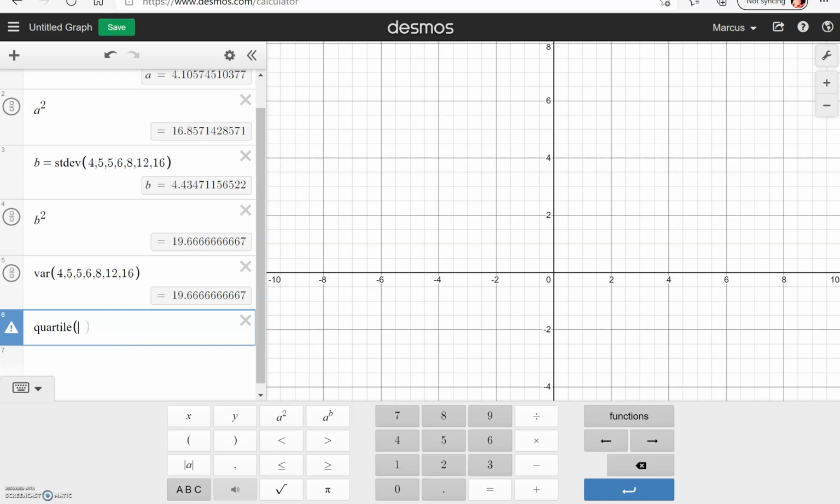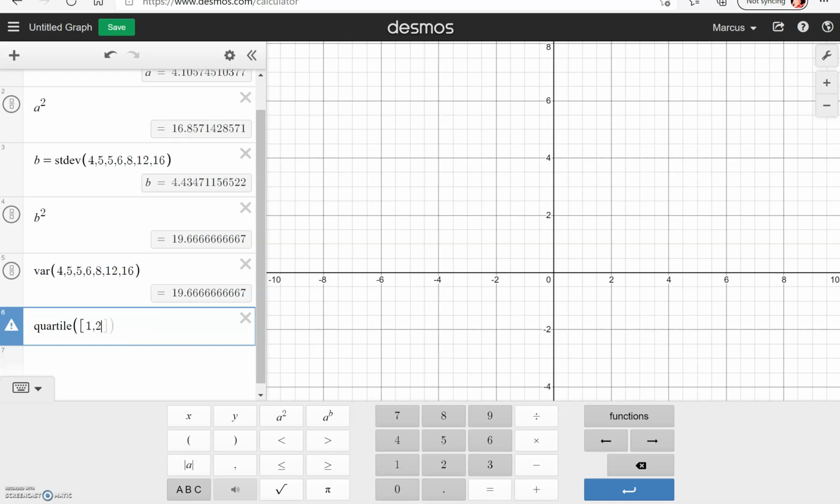So let's go ahead and do this with that data set we had, just to verify. So we have 1, 2, 7, 8, 11, 13, 17. And I think you can put these out of order and it'll even do it for you. And then 1, and notice it tells you the first quartile is 2, just like what we found.